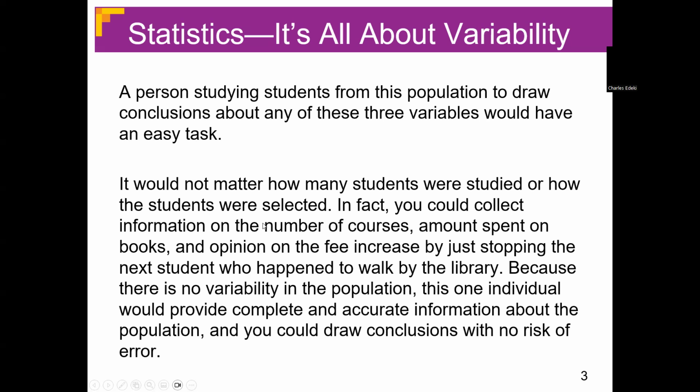In fact, you could collect information on the number of courses, amount spent on books, and the opinion on the fee increase by just stopping the next student who happens to walk by the library, because there's no variability in the population. So the average or the mean value of tuition would be the same amount as the individual amount. So this one individual would provide complete and accurate information about the population. And you could draw conclusions with no risk of error.